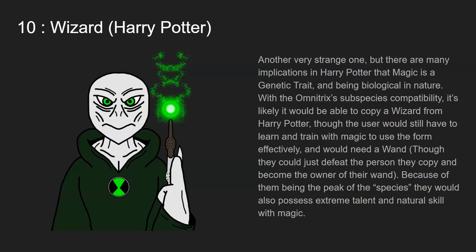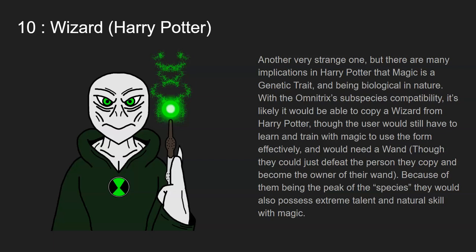Another very strange one, but there are many implications in Harry Potter that magic is a genetic trait and being linked to biology. With the Omnitrix's subspecies compatibility, it's likely that it would be able to copy a wizard from Harry Potter. Though the user would still have to learn and train with magic to use the form effectively, and they would need a wand. Though they could just defeat the person they copy and become the owner of their wand.